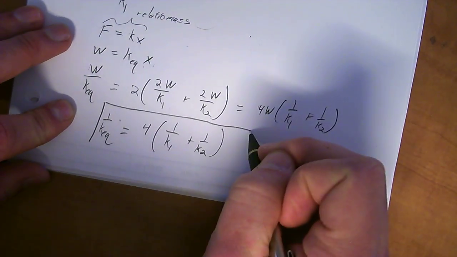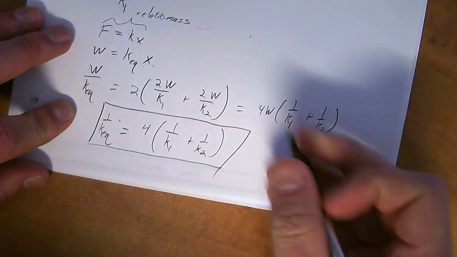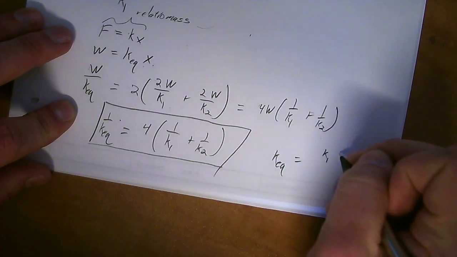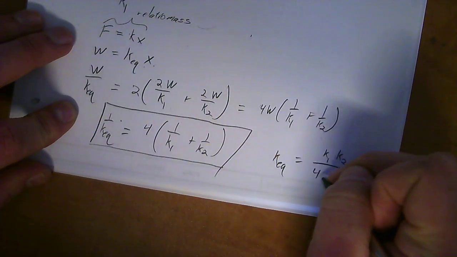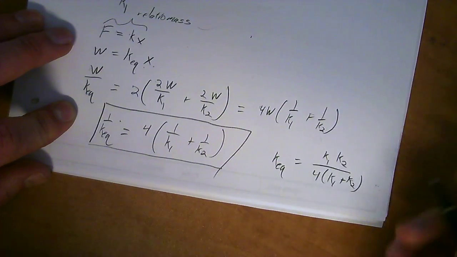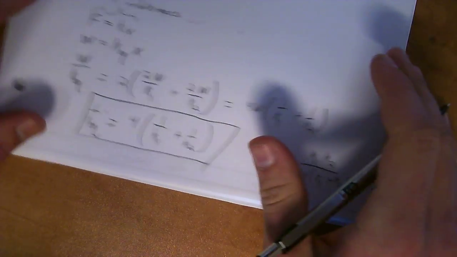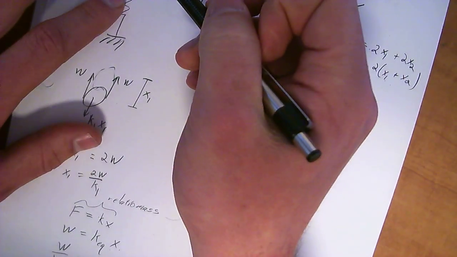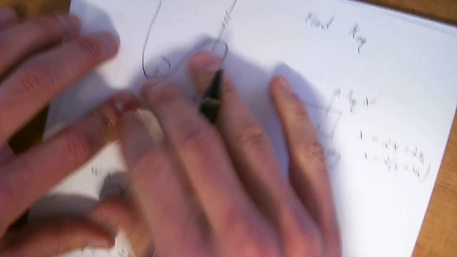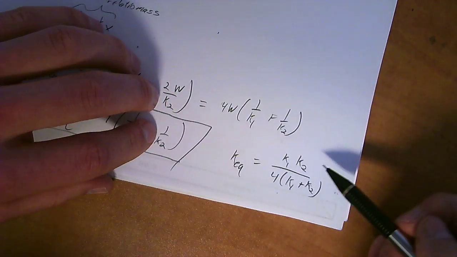You can basically stop right here, because if you had numbers, you could substitute them in. But if you really want to solve for KEQ, I don't want to show all the algebra here, you'll get KEQ equals k1 k2 all over 4 times k1 plus k2.